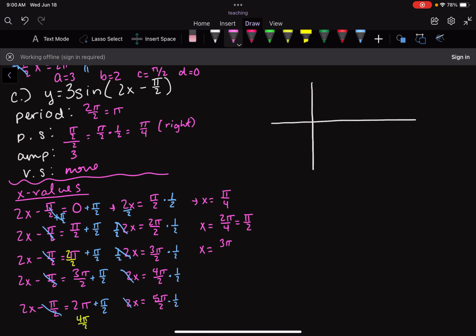Next, I get 3 pi over 4. Next, I get 4 pi over 4, which I can just write as pi. And then lastly, I get 5 pi over 4, and that one will just stay the same. So these are my x values that I'll go plot. I'm trying to just equally space them. I do need a little bit more room here. So 5 pi over 4.